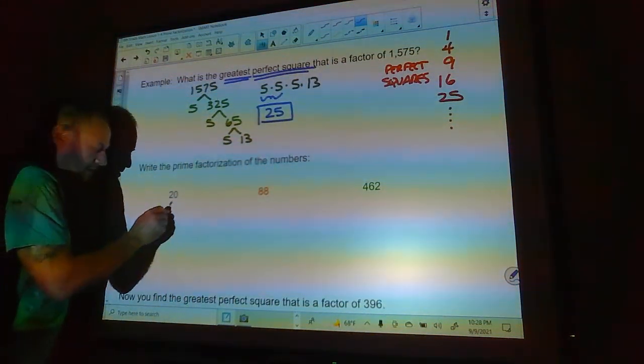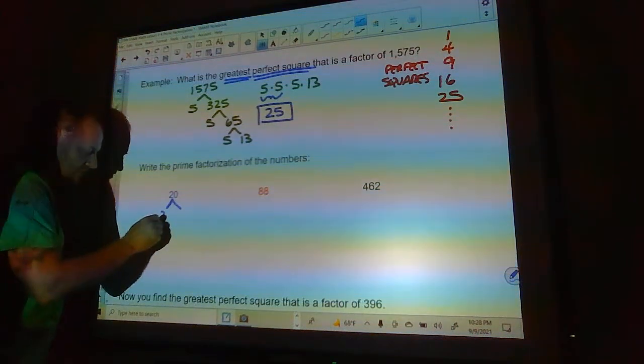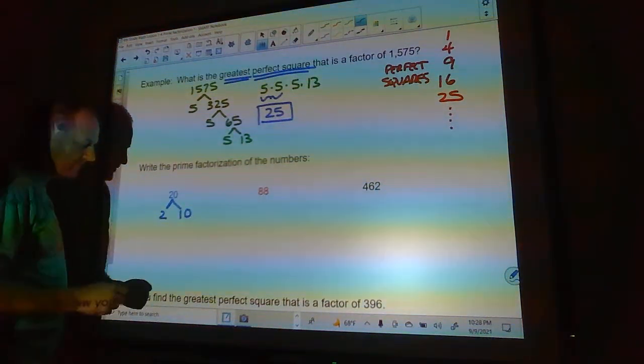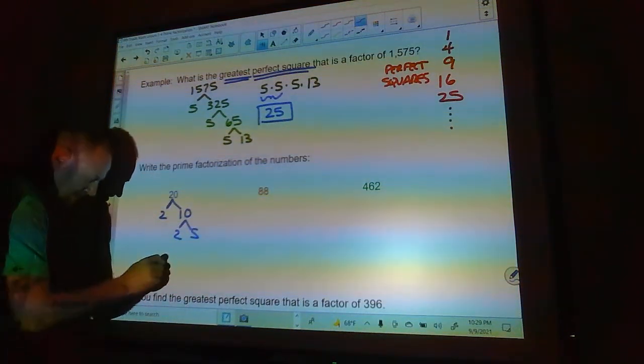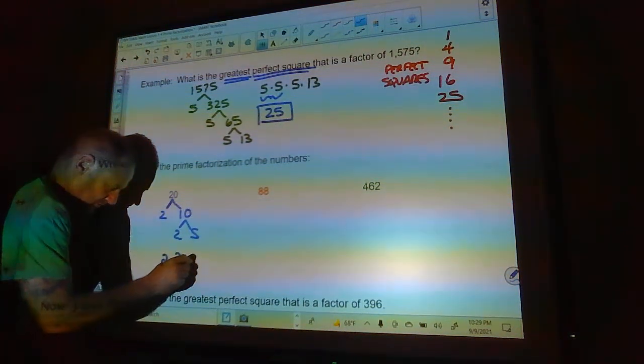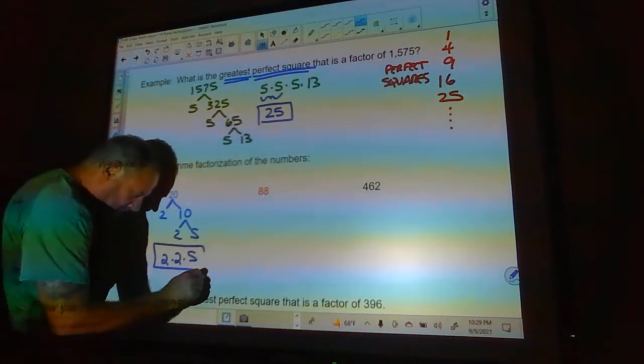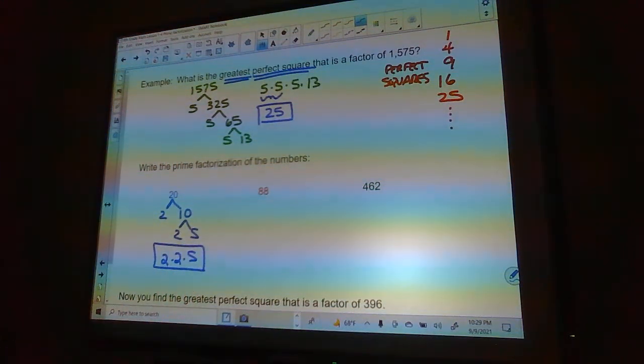Okay, so 20. I can divide that up into 2 times 10, and then 10 will become 2 times 5. So my prime factorization is 2 times 2 times 5. And I'm done.